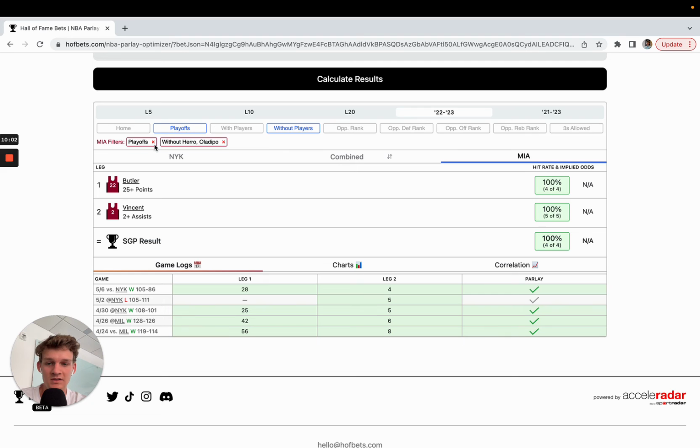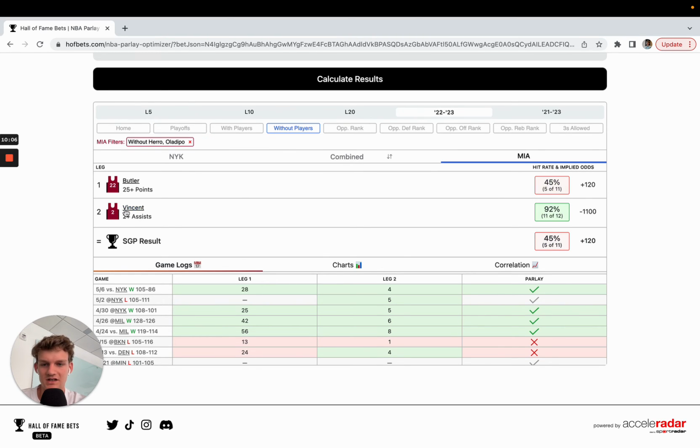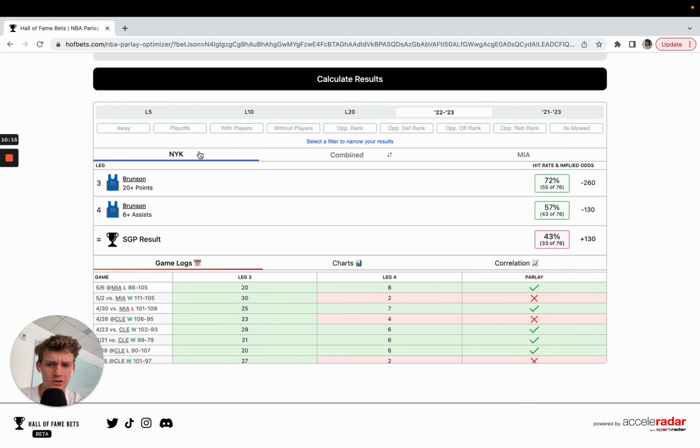So it's neat that you can always put the two filters together, and we can see that, at least with Vincent, his stats really go up when these two players are out, which would make sense. His minutes are going up, more chance to play, more chance to get assists as well. We go over to the New York leg.